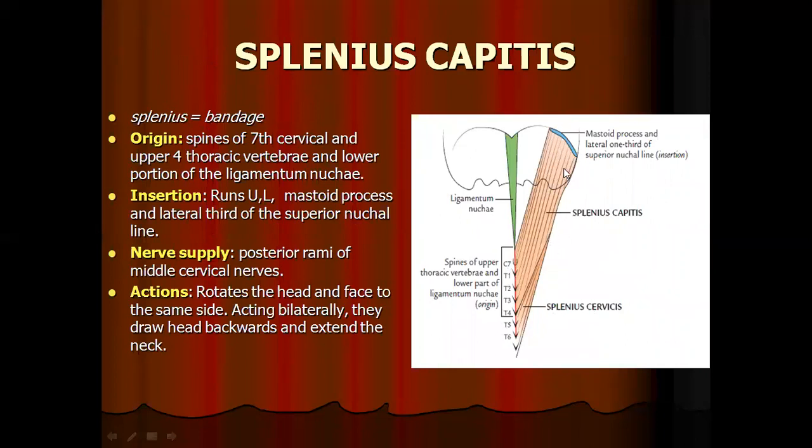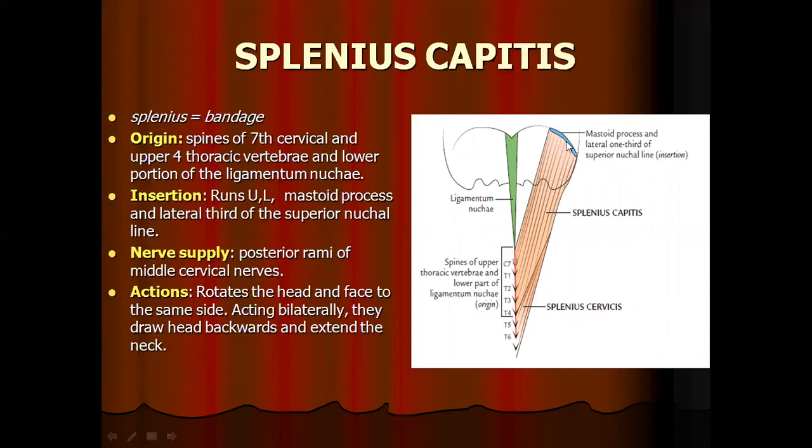So, splenius means it's like a bandage. Origin of the splenius capitis: it is arising from the seventh cervical and upper four thoracic vertebrae and the lower portion of the ligamentum nuchae. Insertion, you can see it is running upwards and laterally.